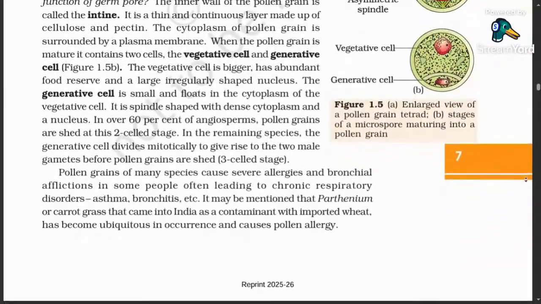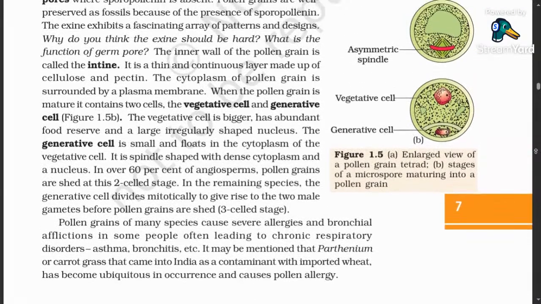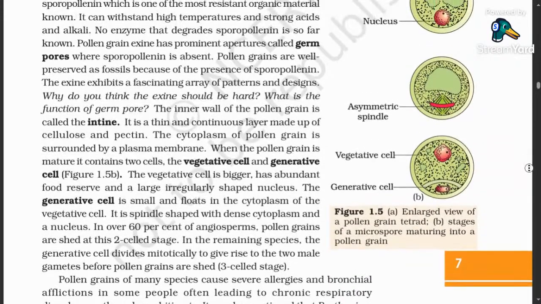On the pollen grain exine are prominent features called germ pores, where sporopollenin is absent. Pollen grains are well preserved as fossils because of the presence of sporopollenin. The exine exhibits a fascinating array of patterns and designs. Why do you think the exine should be hard? What is the function of germ pore?